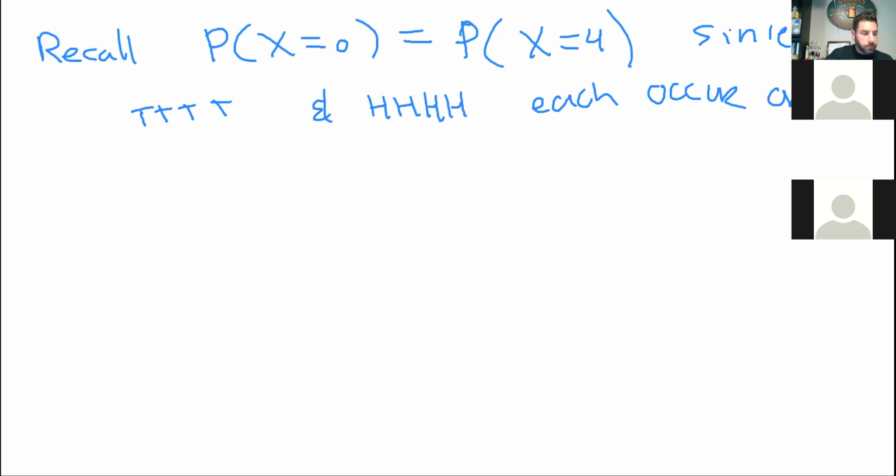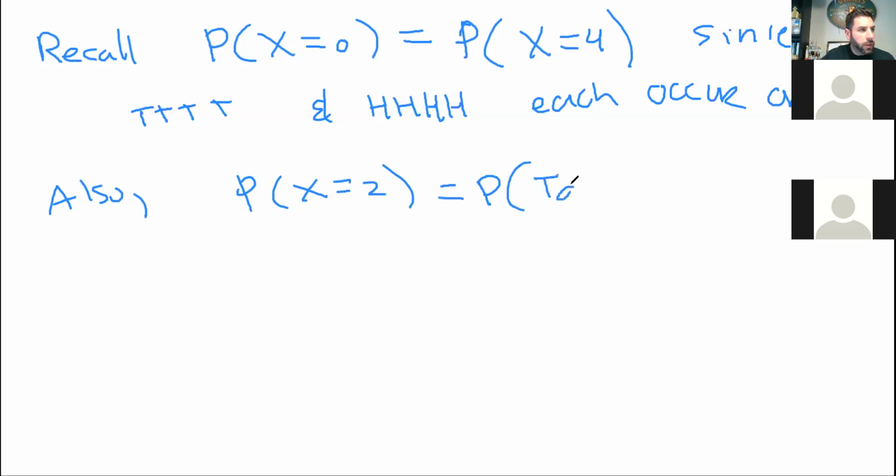Also, so what this argument is, I'm using deductive reasoning. I'm using some, what we might call, symmetry arguments. Also, the probability that you get 2 heads exactly is the same as the probability of what? Let's just say tails equals 2. So what I'm trying to do is cut down on the amount of work I have to do.